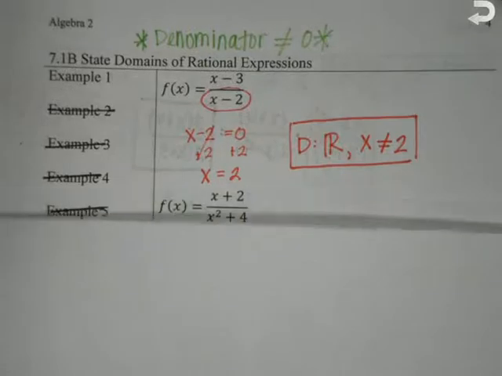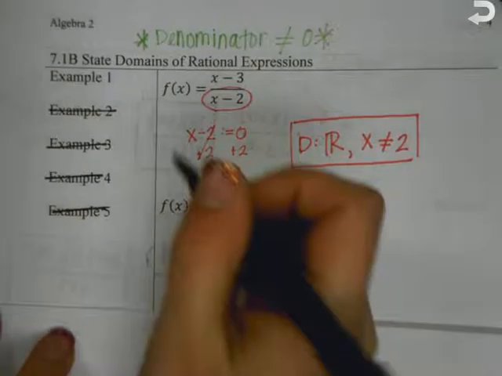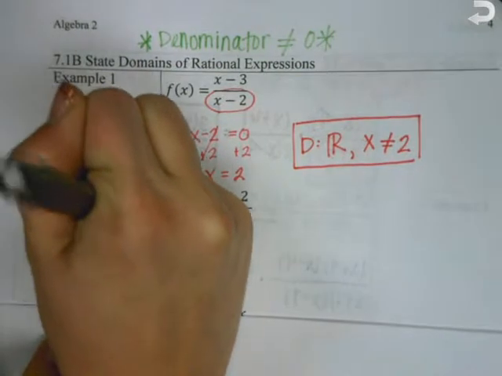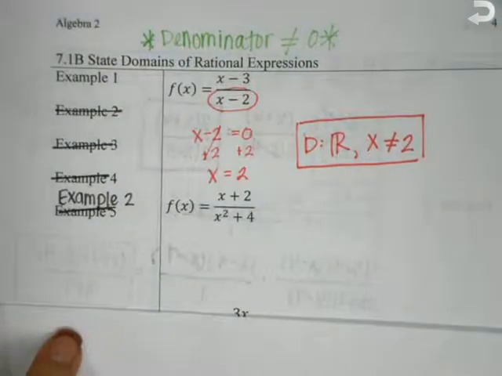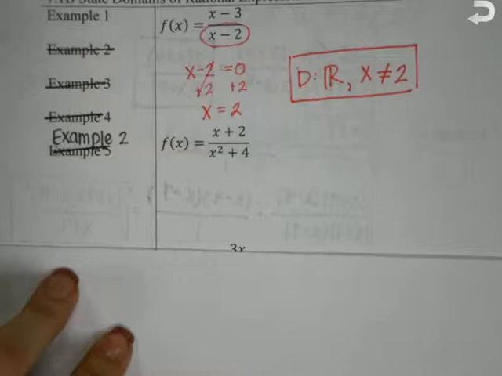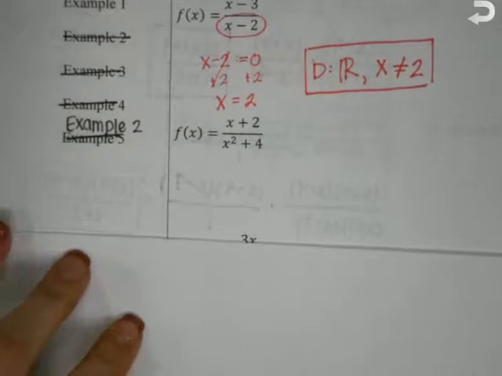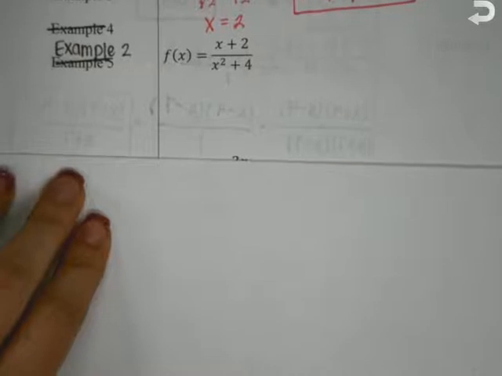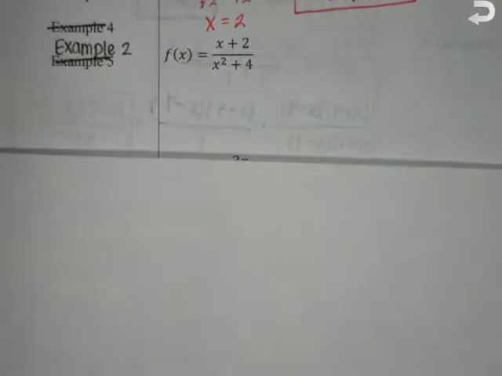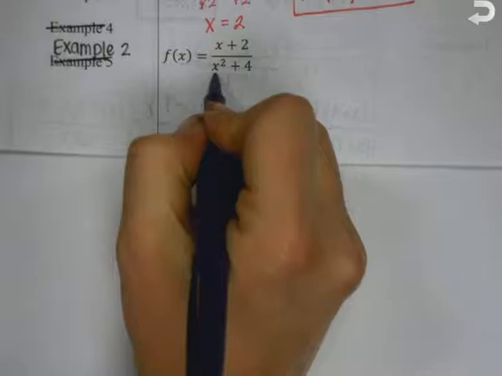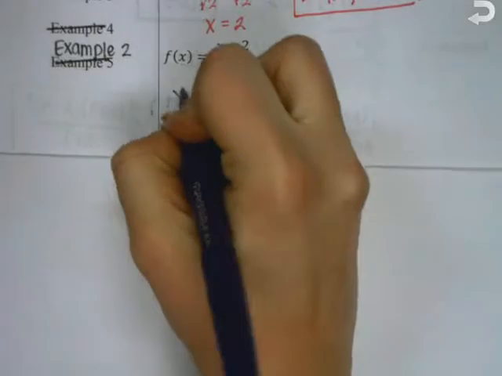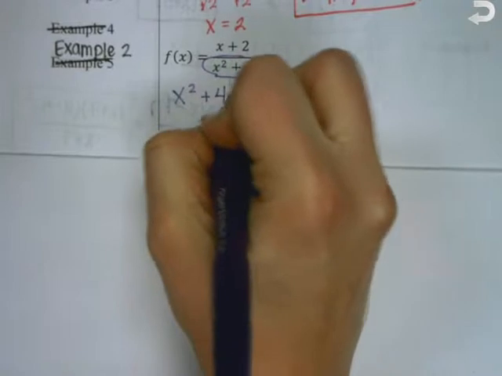Example 2. x plus 2 over x squared plus 4. What is the domain of that? Okay, so we set the denominator, because the denominator is the only thing we're really concerned about. We set that equal to 0, so we get x squared plus 4 equals 0.